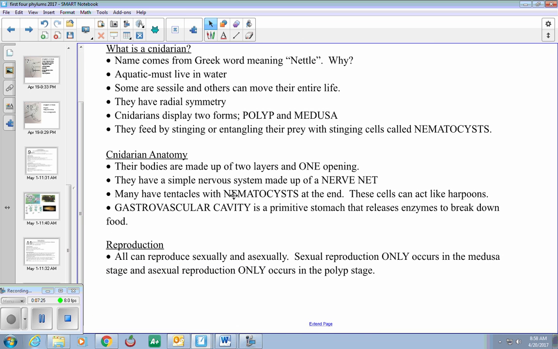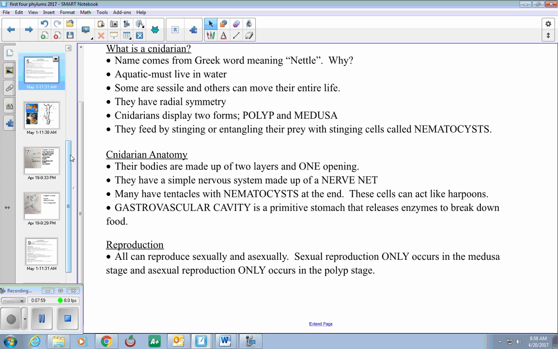They actually have defined layers of tissue, so they're evolving a little bit here, a little more complex. They have one opening. They have a simple nervous system made up of a nerve net. There's no type of brain or anything like that, and a primitive stomach. They can reproduce sexually and asexually. Sexual reproduction typically only occurs in the medusa stage, and the asexual reproduction typically only occurs in the polyp stage. And I will show you that and some examples of that in class.